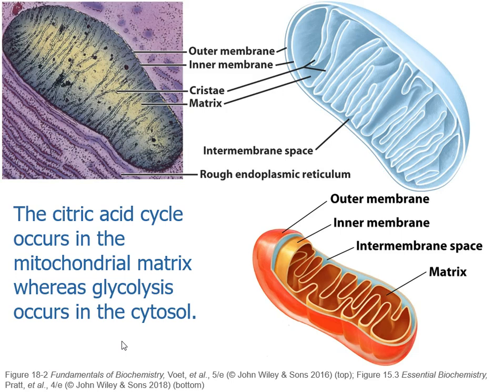So going on, the citric acid cycle occurs in the mitochondrial matrix, whereas glycolysis occurs in the cytosol. So I thought we should have a review of mitochondrial structure. The mitochondrion consists of an outer membrane and an inner membrane. The inner membrane is very, very highly folded. The inner membrane encloses a space called the matrix, and the space between the outer membrane and the inner membrane is called the inner membrane space. The vast majority of the reactions in the citric acid cycle occur in the mitochondrial matrix, that space enclosed by the inner mitochondrial membrane.